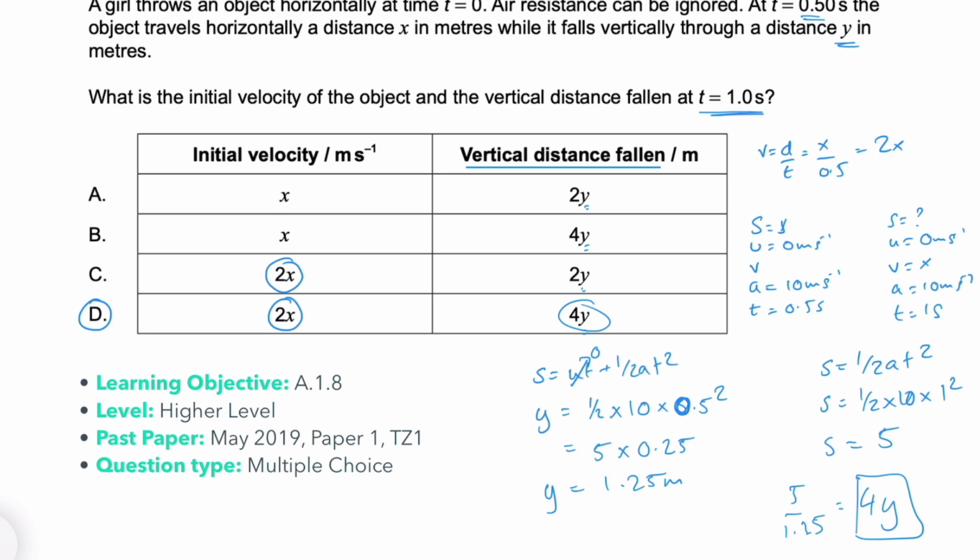Let me remind you that not all multiple choice questions will be easy. Some of them will have multiple steps, and multiple steps means you have to carry out more than one calculation. And in this case, it was 3 calculations. Some of them will just take time.